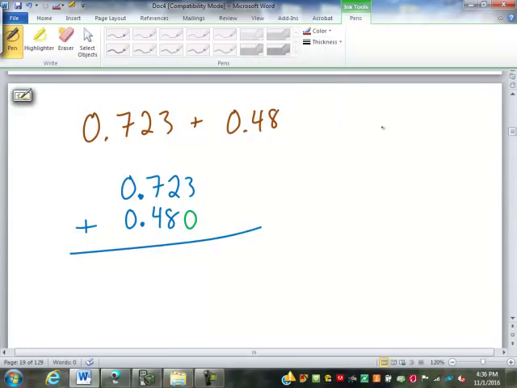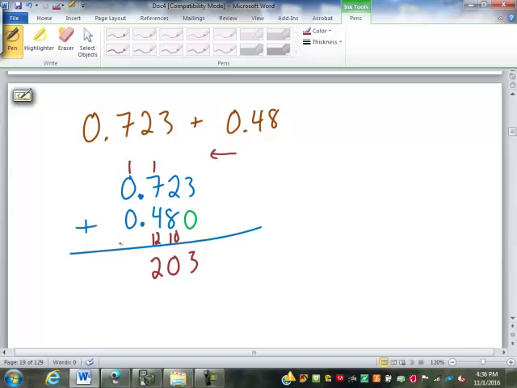Now, just like any other addition, I start at the right and work my way back to the left in case I have to carry. 3 plus 0 is 3. 2 plus 8, 10. Just like with any other whole number, I keep my 0 and carry my 1. 1 and 7 is 8, plus 4 is 12. Now, even though there's a decimal point there, just like I would with any other number, I keep the 2 and I carry the 1.